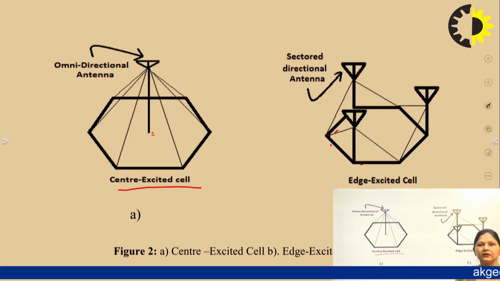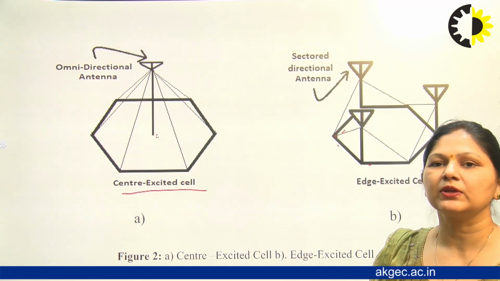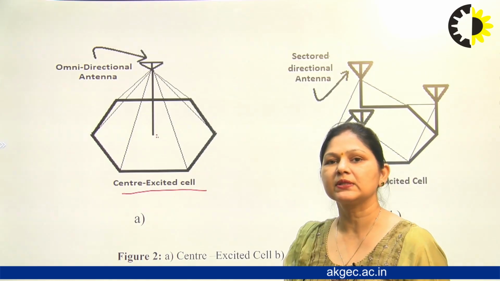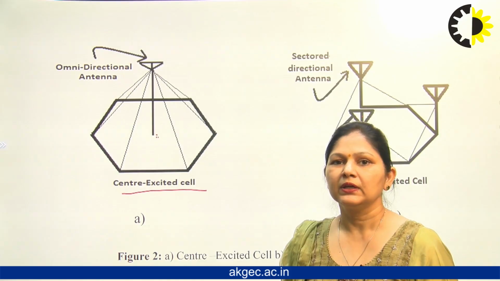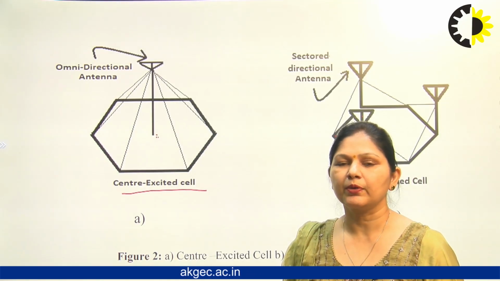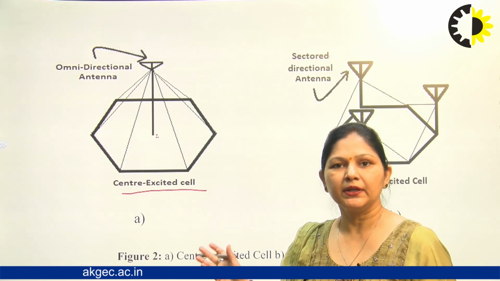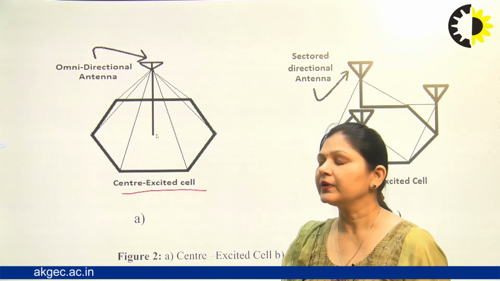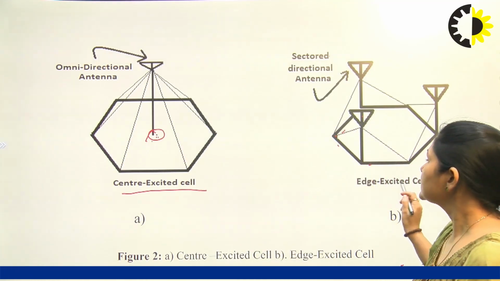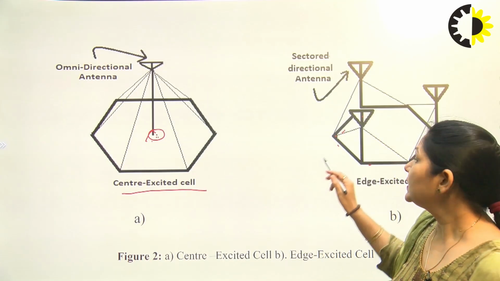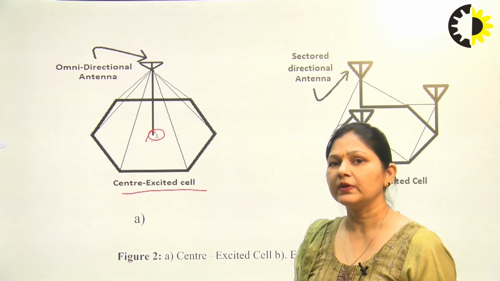So we have seen that the area is divided into cells and the shape of the cell we take as hexagonal because the distance between all the base station centers is the same, that is d. That is not the case with square or other types of cells. Another thing we have discussed is that an omnidirectional antenna is used at the center of the cell, and edge excited cells will have antennas at the edges of the cell, and they will cover a particular area of the cell.